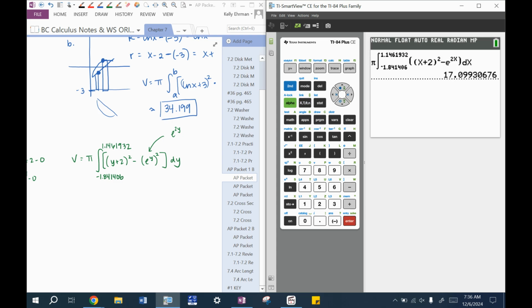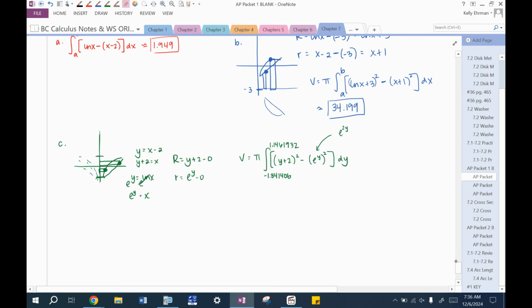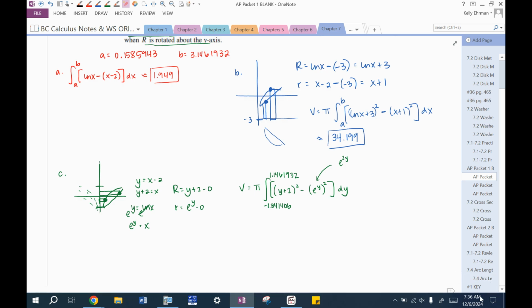So that's 17.099. Oh, I wasn't supposed to do that. See, I just wasted time. Oh, well. I always do that. It says write but do not evaluate, and when I can evaluate, I do it anyway. So you don't get docked if you show the answer, but we didn't have to. So that whole thing is my answer.